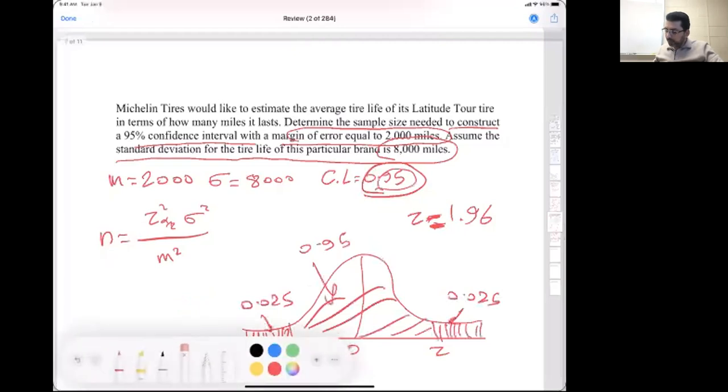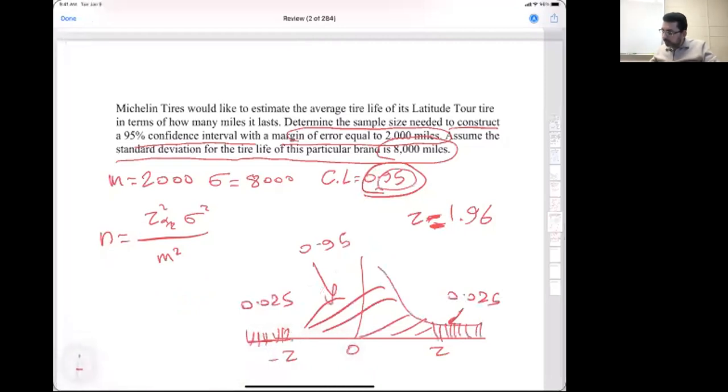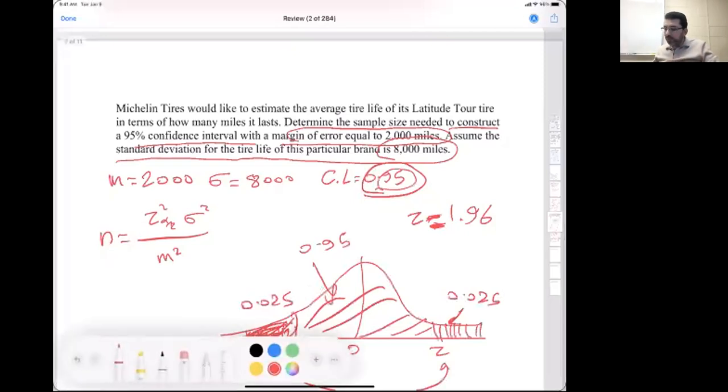Okay, so which one should I find first? As I said to you before, the table gives you the area to the left. So if you know the area to the left, you can find the z as well. So the easier one is to find this area, because we already know it's 0.025. So you will find the negative value, and this value is symmetrical about 0, so you already have the value anyway.